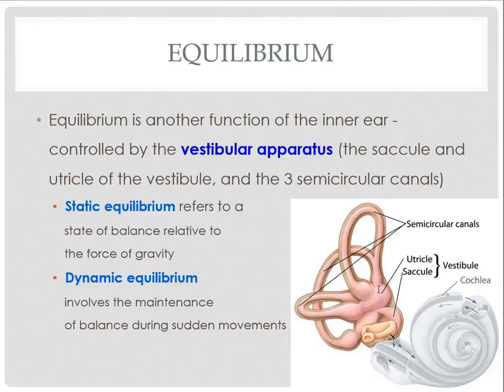Static equilibrium is the state of balance relative to the force of gravity. For instance, if I'm standing up, I know that gravity is pulling me down. Dynamic equilibrium is how we can maintain our balance whenever we change our positions.